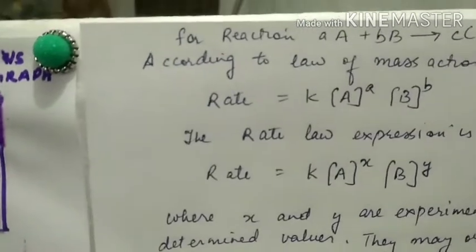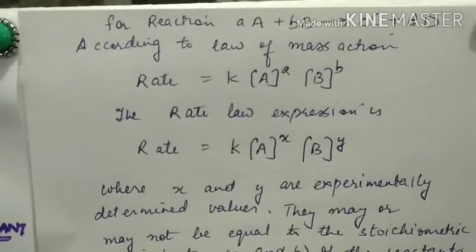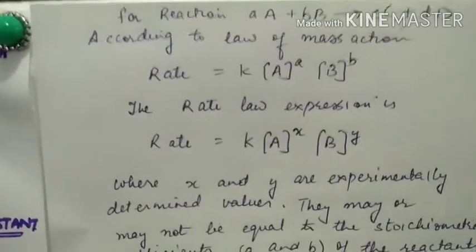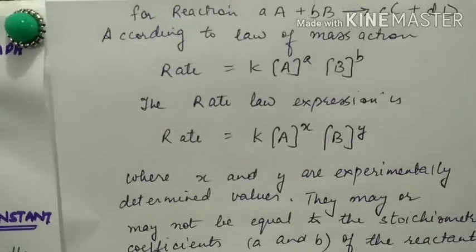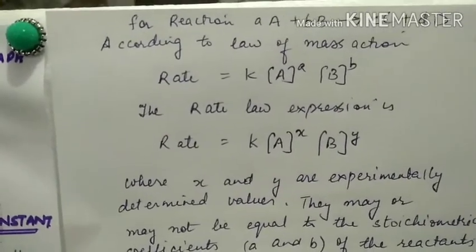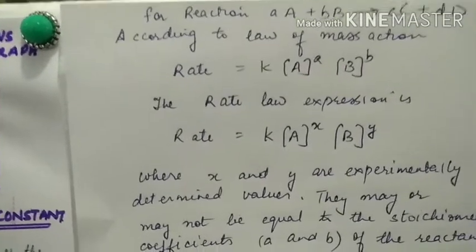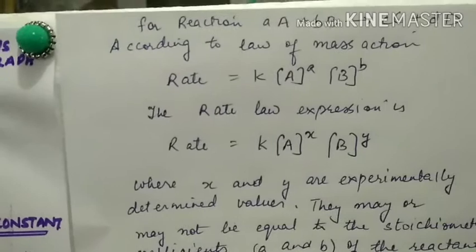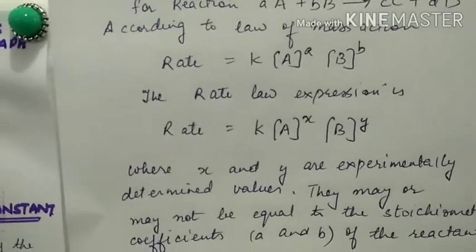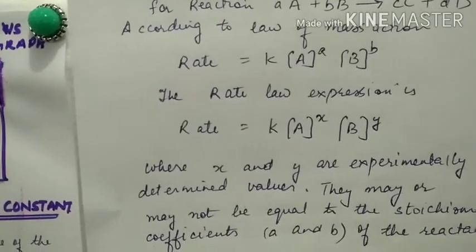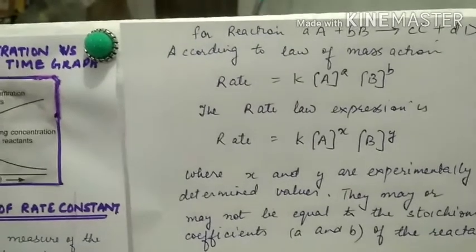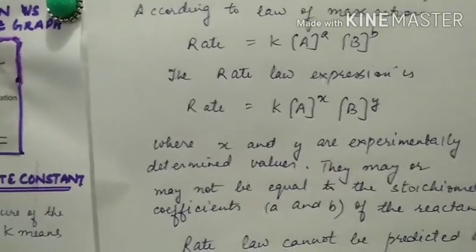a moles of A plus b moles of B gives c moles of C plus d moles of D. According to law of mass action, rate is equal to K into concentration of A raised to power a into concentration of B raised to power b, the reactant concentrations. But rate law expression, which is determined experimentally, is rate is equal to K into concentration of A raised to power x into concentration of B raised to power y.